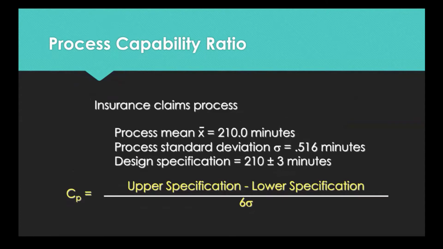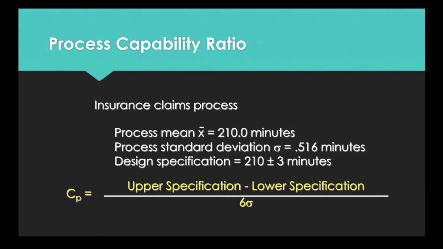So let's take an example here. Insurance claims process. Here's an insurance claims process, and the process mean X double bar equals 210 minutes. In other words, it takes 210 minutes to process an insurance claim, about 3.5 hours. And the process standard deviation is 0.516 minutes. It does not make sense because it's 0.516 minutes. It's really quick. So I'm not sure if it is accurate, but anyway, this is just a fictitious problem.